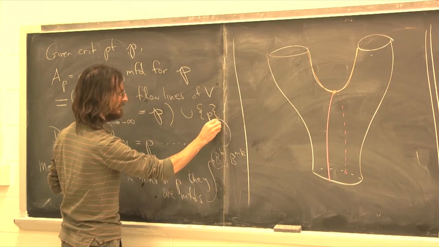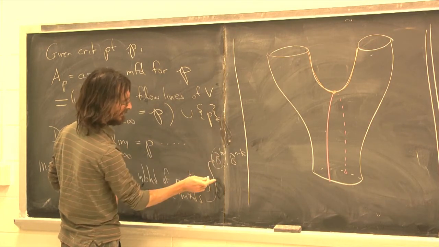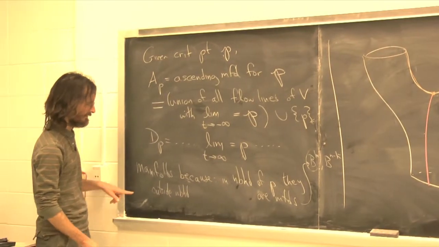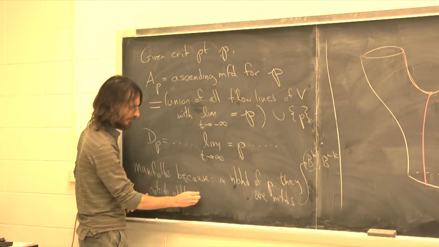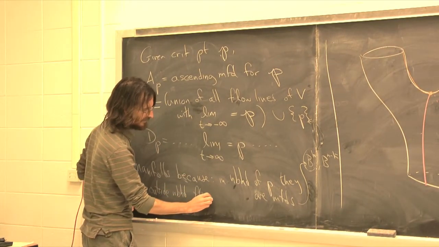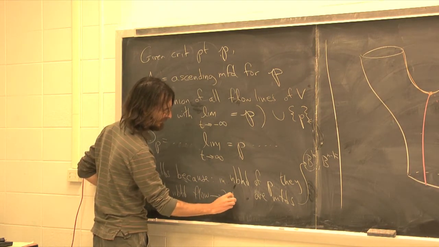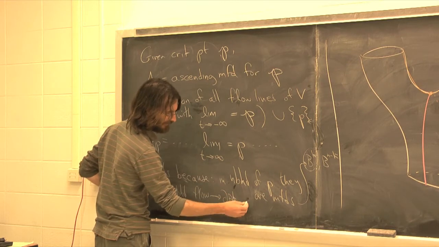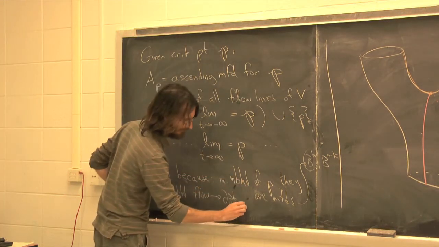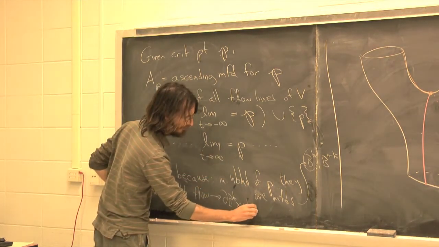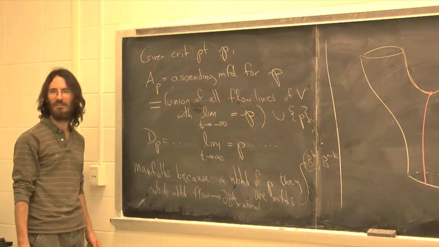This is the descending and ascending manifold. Outside the neighborhood, the flow just gives you this product structure, so they just become the boundary of B^k cross some interval, however far you flow it, or maybe infinity, depending on how far you flow.